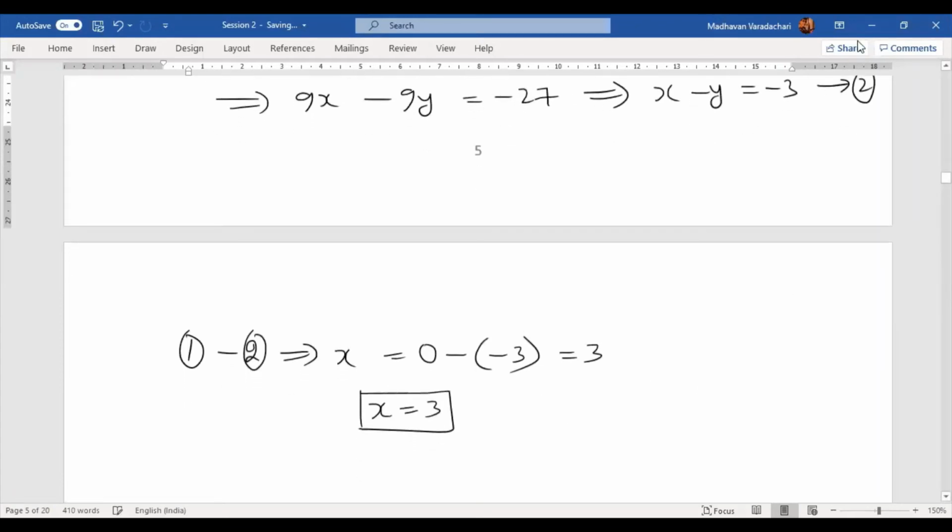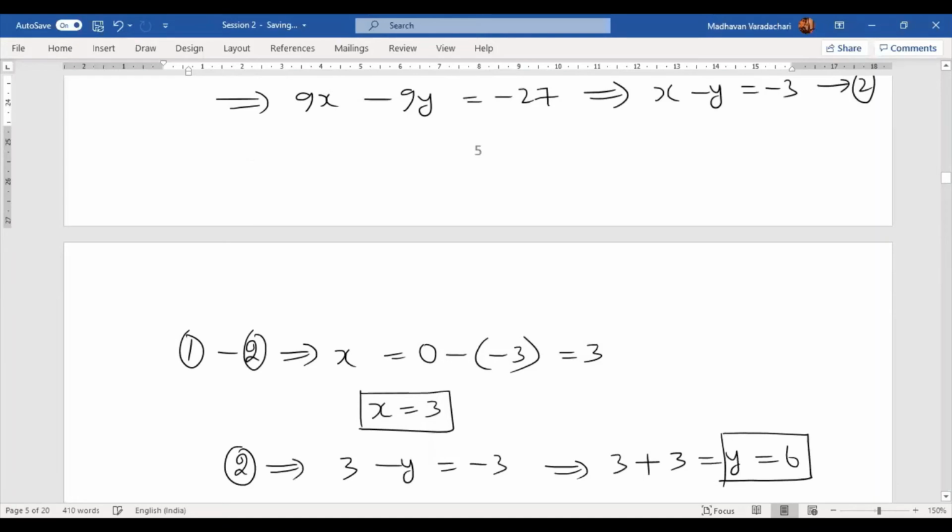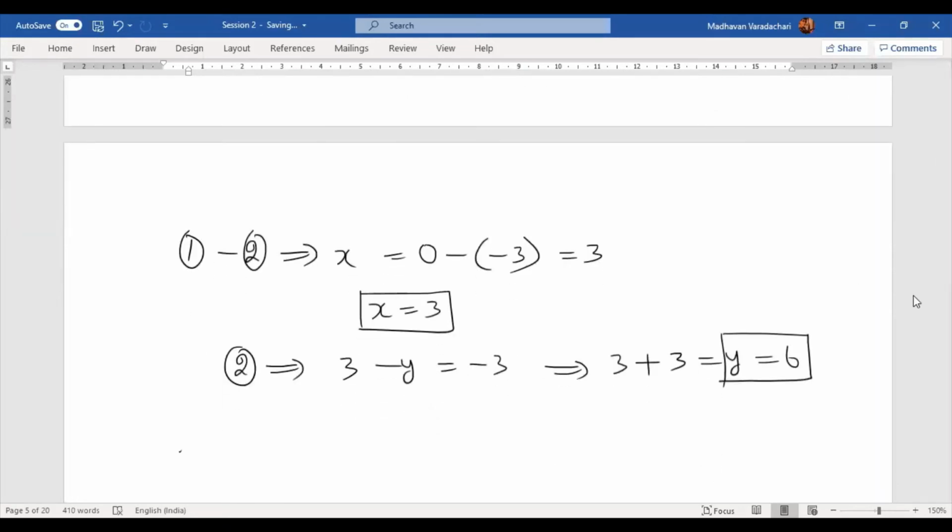Now, let us use the second equation only. Second equation says x is what? It is 3 minus y is minus 3. So I can take this negative 3 from the right side to the left side, it becomes positive 3. Bring that negative y to the right side, it becomes positive y. That means y is 6. X is 3, y is 6. Therefore, the number is 10x plus y, which is 10 times 3 plus 6, which becomes 36. So the desired number is 36.